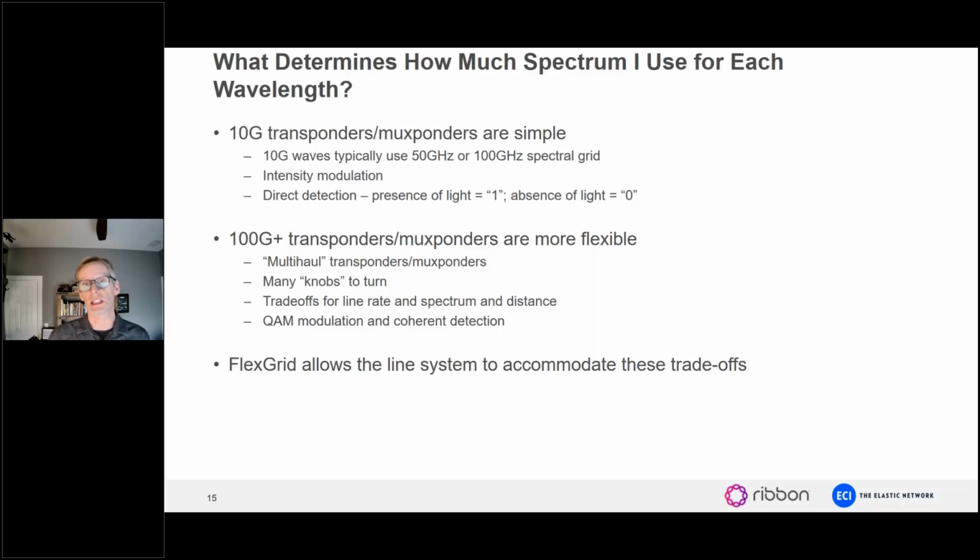You're no longer using intensity modulation and direct detection. Now you're using QAM modulation and coherent detection. We'll talk a little bit about those things. And then having the flex grid on the line system allows you to accommodate those different kinds of trade-offs.